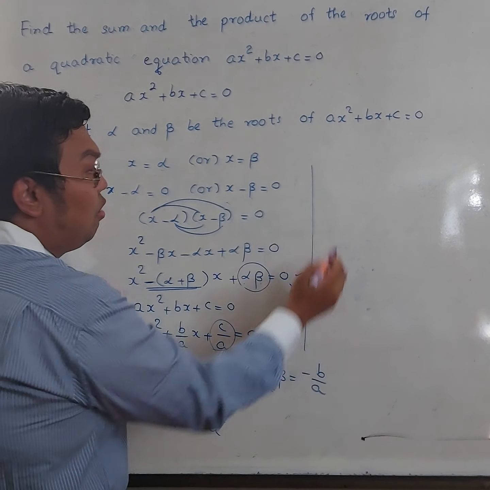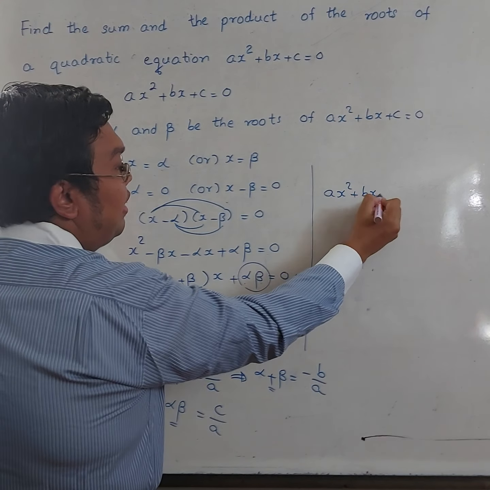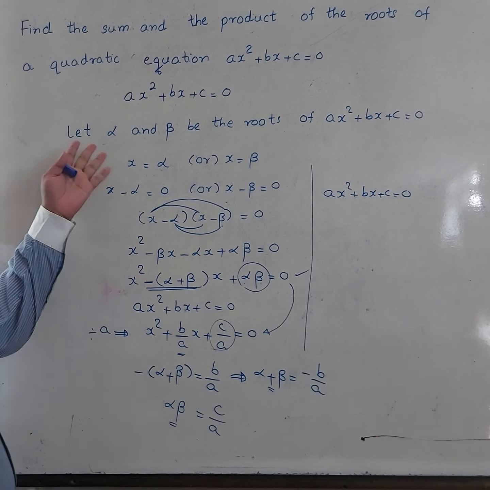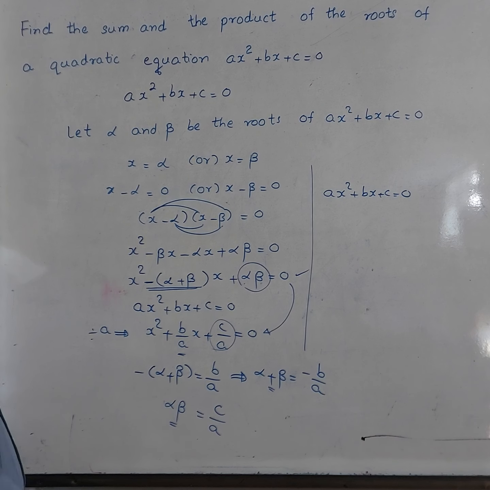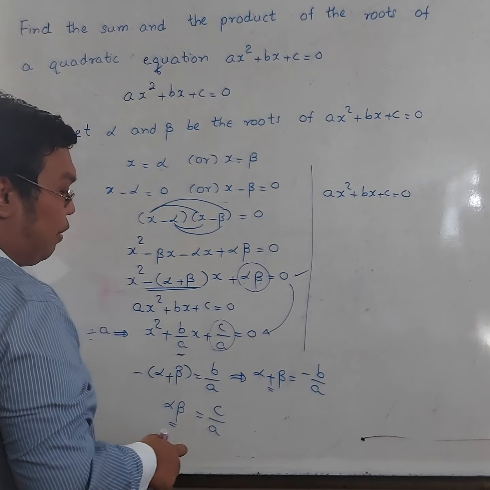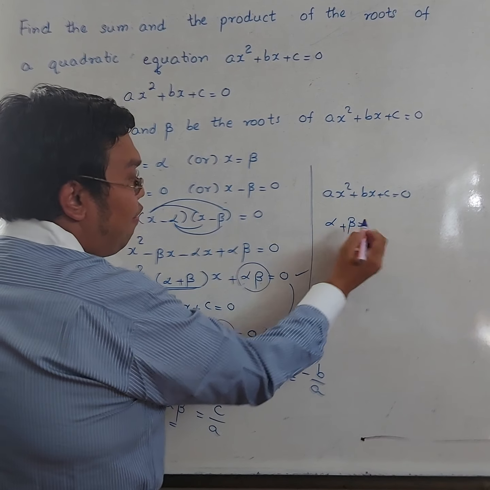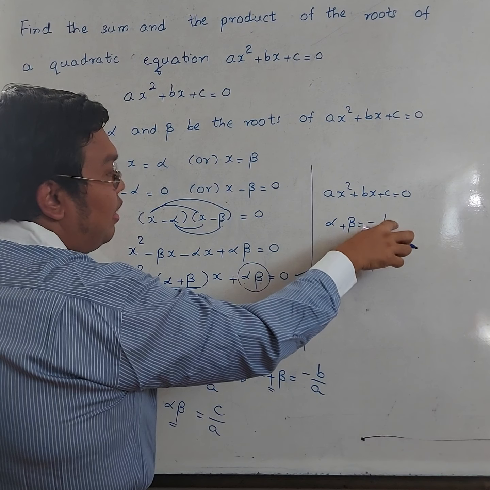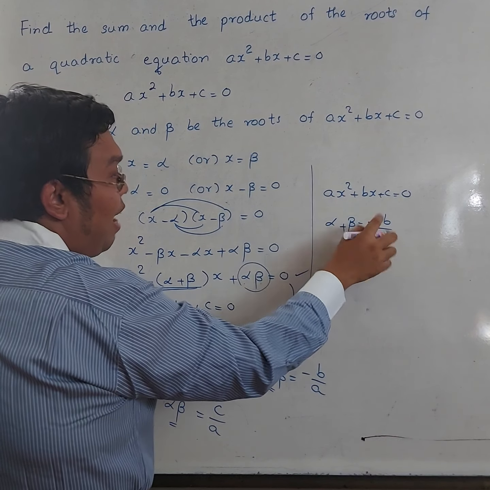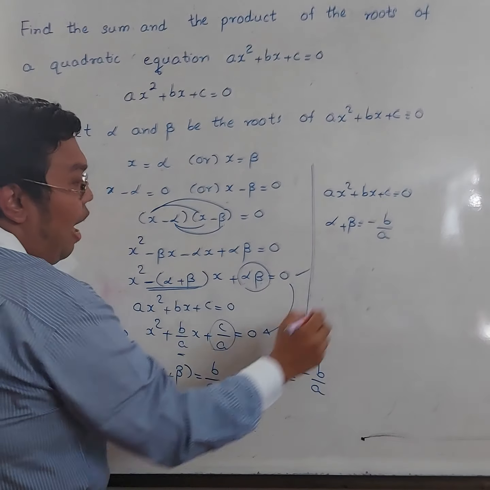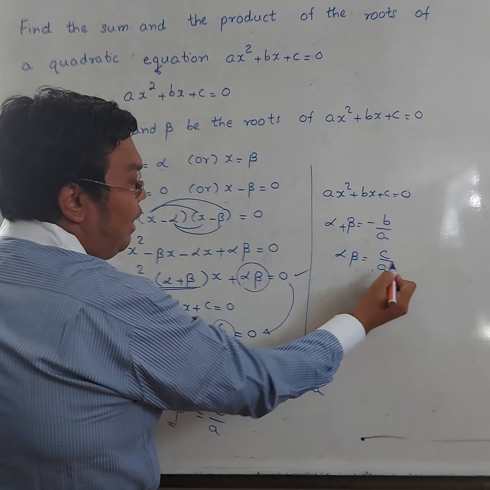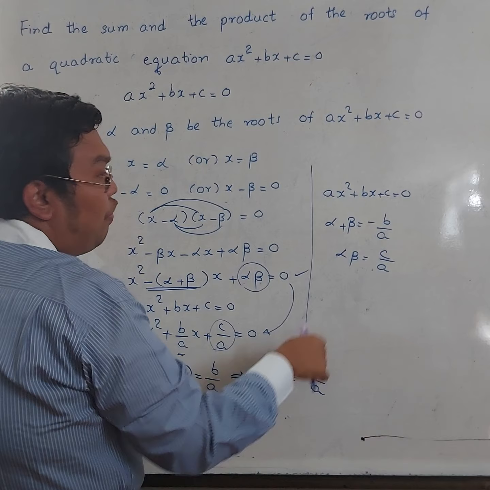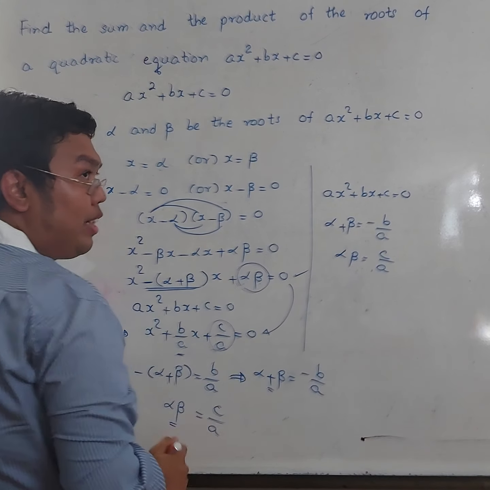So to conclude, ax squared plus bx plus c is the general expression for the quadratic equation. And let's suppose alpha and beta are the roots of ax squared plus bx plus c equal to 0, and the sum of the roots without finding them will be minus b by a. That is the coefficient of x divided by the coefficient of x squared, a, and multiplied by minus 1. And alpha beta equal to c by a. So the value of the constant c divided by the coefficient of x squared, a, will be the product alpha beta.